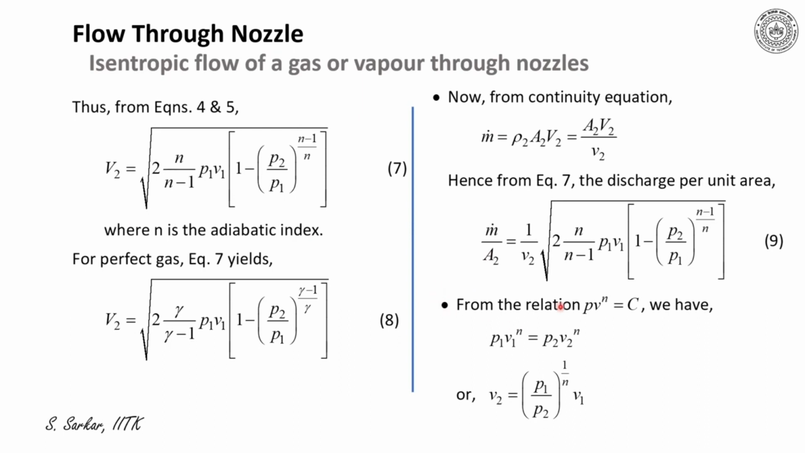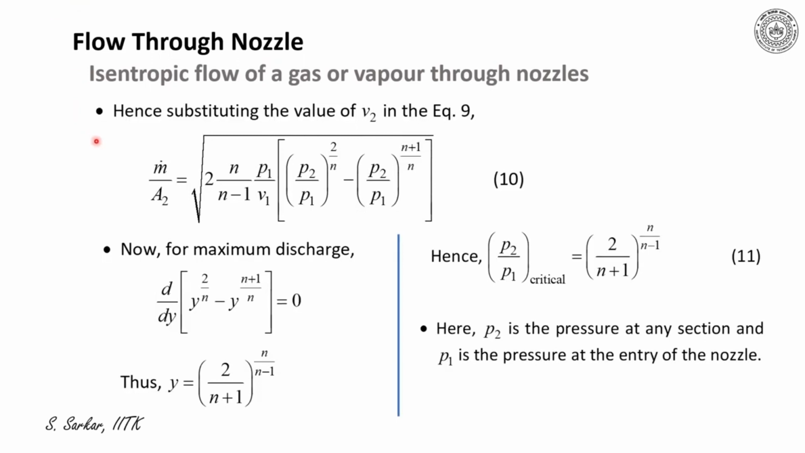Furthermore, from the relation PV to the power n is equal to constant, we have P1 V1 to the power n must be equal to P2 V2 to the power n. Thus, V2 is equal to P1 by P2 to the power 1 minus n into V1. Thus, here I can put the value of V2.